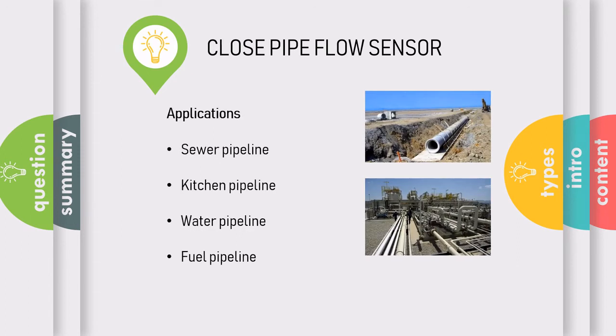Closed pipe flow meters are used for fluid flowing in a closed conduit like sewer, kitchen pipeline, water pipeline, and fuel pipeline. Meters are placed near the pipeline to get accurate results, which are displayed on meters attached to the conduit.